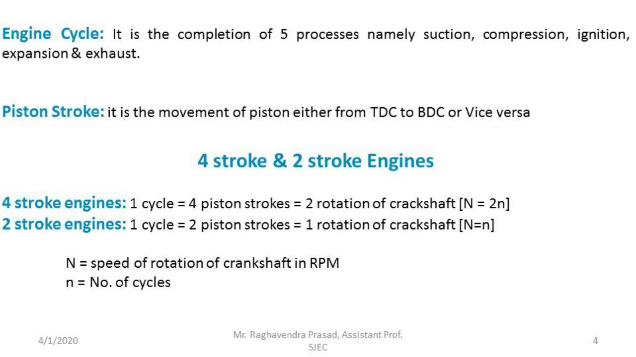So in a 4-stroke engine, in order to complete one cycle, the crankshaft should rotate twice, that means 2 times. Whereas in case of 2-stroke engines, 2 into 180 degrees is equal to 360 degrees, which is equal to 1 complete rotation of the crankshaft. Which means to complete one cycle, the crankshaft rotates by 1 complete rotation.